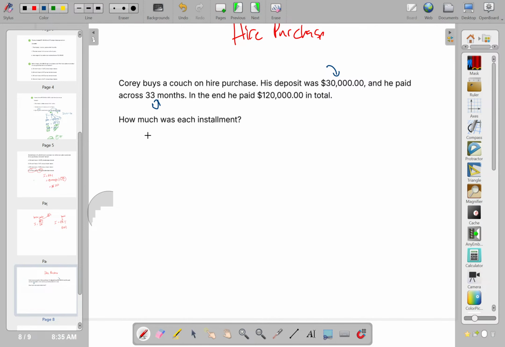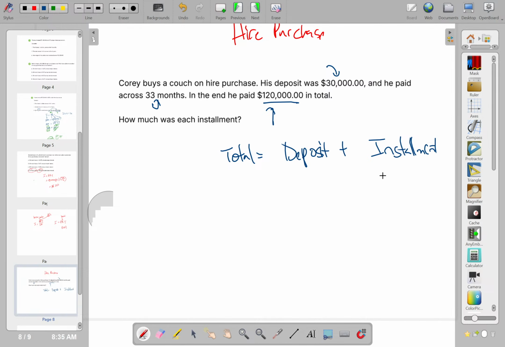All right. Now in the end, he paid a total of this amount. How much was each installment? Okay. Now this total, what is it comprised of? It's comprised of the deposit and the installments. That's what it's made up of, you know.